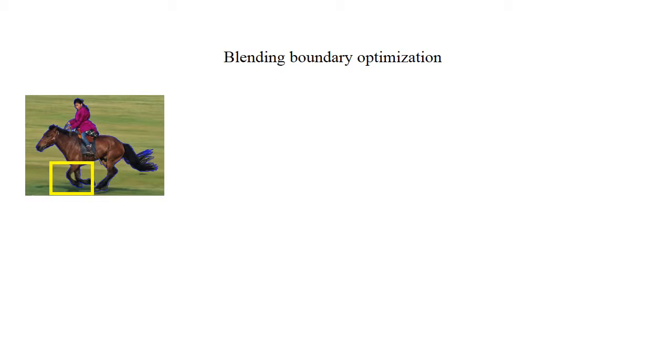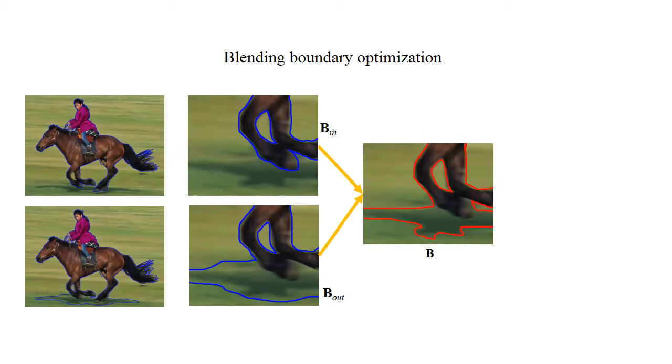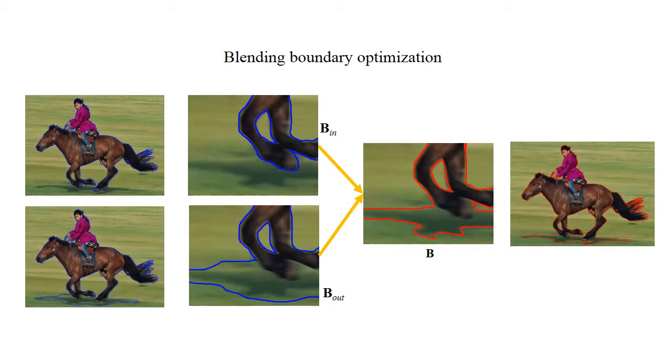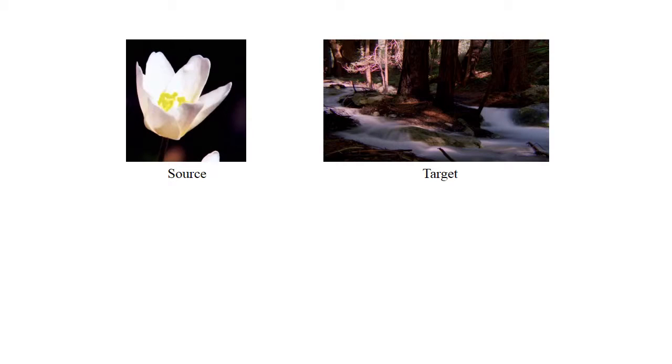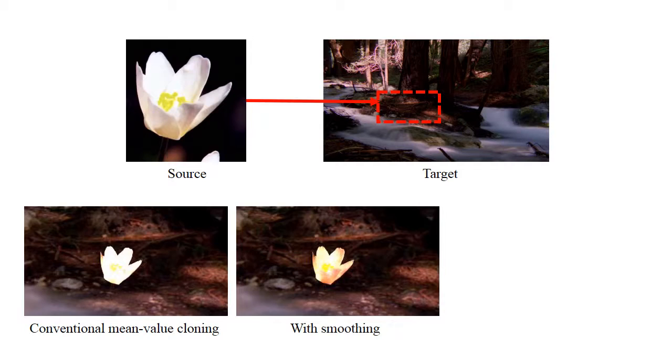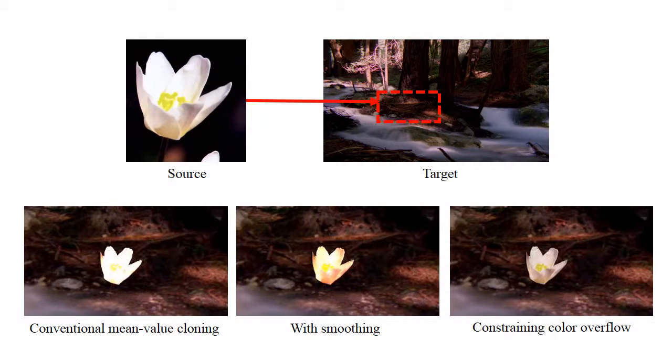In the first step, we determine a spatial temporal consistent boundary for blending between the inner and outer boundaries. We extend the mean value image cloning by first smoothing the discrepancies between the source and target to make the blending region consistent with the target scene. Then we constrain the color overflow to remove the discoloration artifacts.